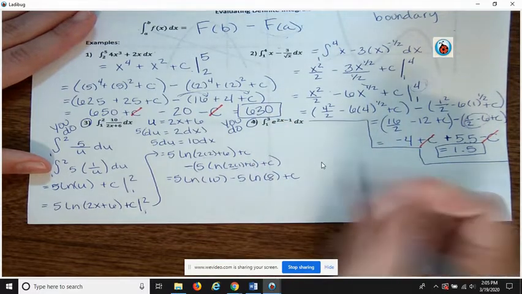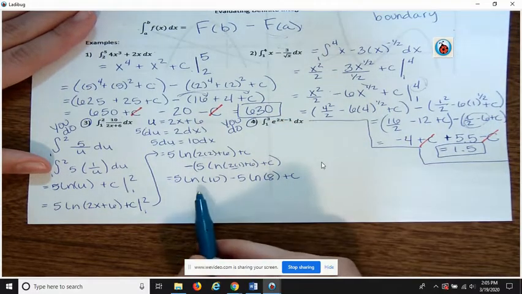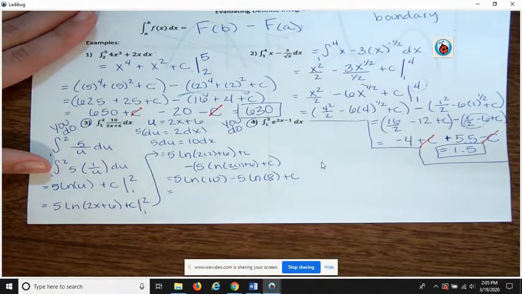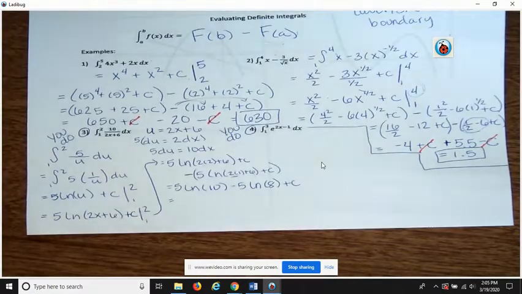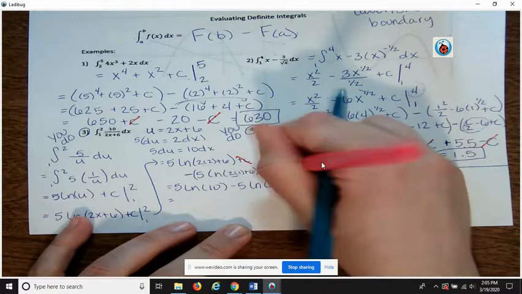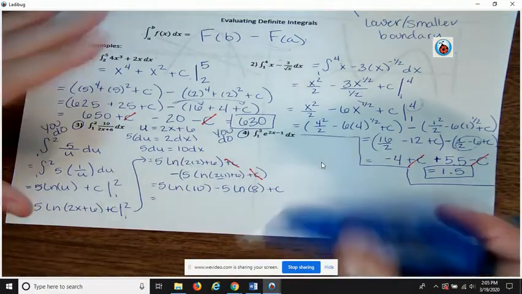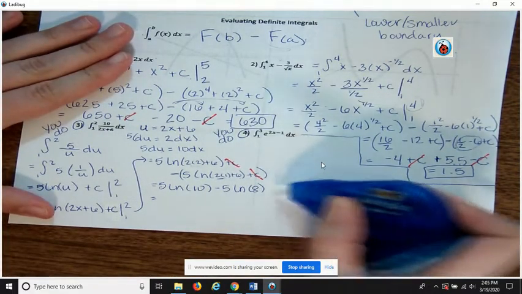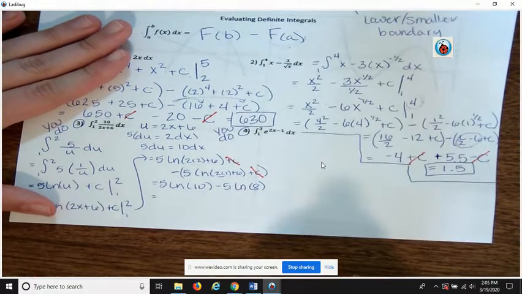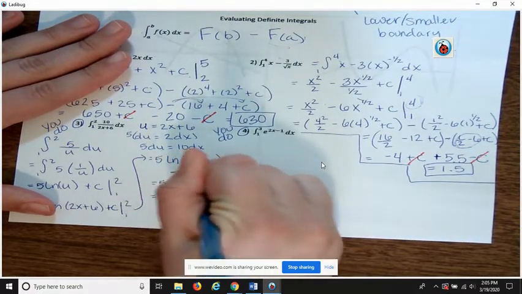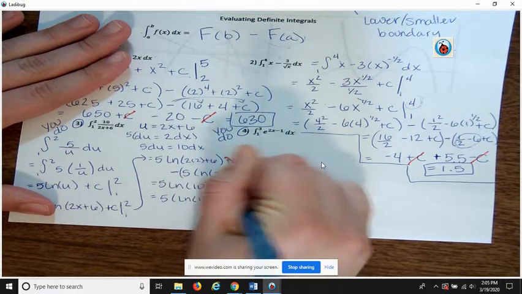And then remember that there's a couple things we can do here. First, I could factor out, oh, I'm sorry. Also, my c is canceled out, and I wrote it again, and I shouldn't have. So cross that out. Oops. And we're going to just erase this. Okay. And so I'm going to factor out a 5, and then I'll have the natural log of 10 minus the natural log of 8.